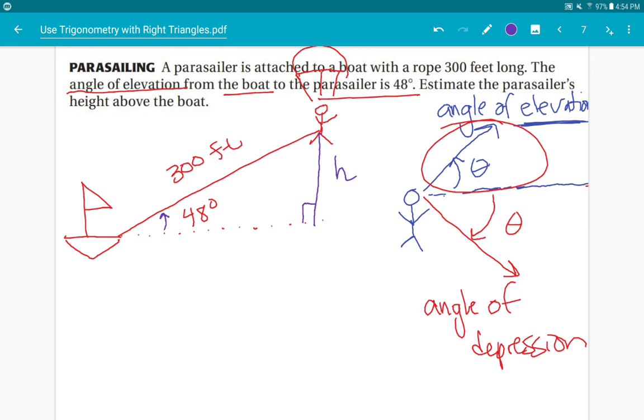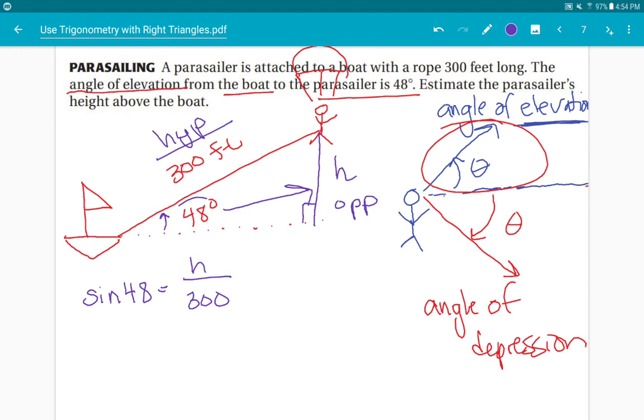So I have this angle. I have this side that I need to look for. Now that's the opposite side. And I have my hypotenuse, because that's opposite the right angle of the right triangle. So if I need to find the opposite and I have the hypotenuse, I'm going to be using the sine. So sine of 48 is equal to h over 300. Again, we want to solve this equation, so here's our proportion. So h is equal to 300 times the sine of 48.